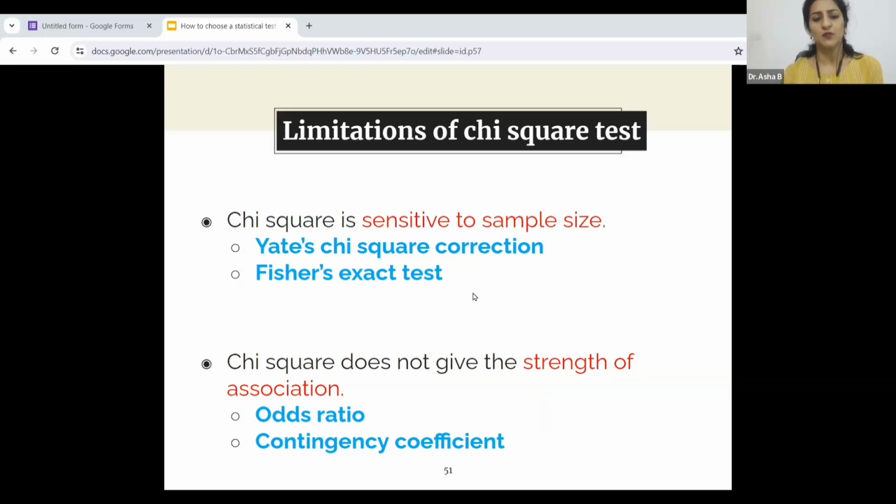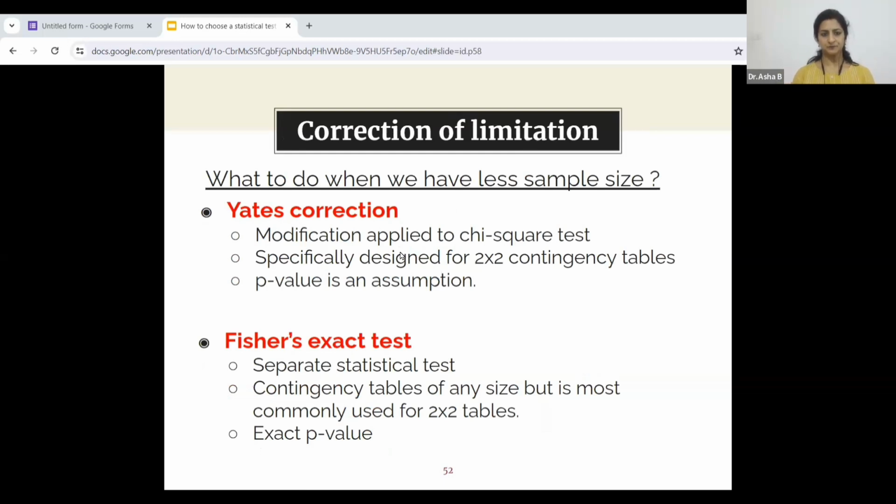The second limitation what we have is chi-square does not give the strength of association. Rather, it just gives us the significance of association between these two variables. So for that also, we have something else, how we can correct it. So let us look into the first limitation of chi-square. So what to do when we have less sample size? So before that, we'll understand what is this less sample size. So when the total sample in the study is less than 30, or any of the cell has a frequency of less than 5, then we call it as less sample size.